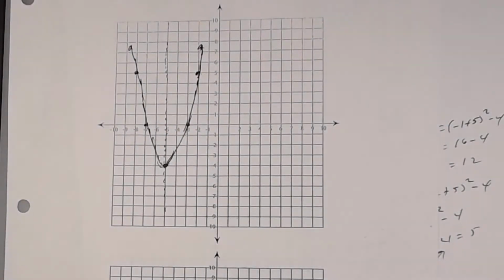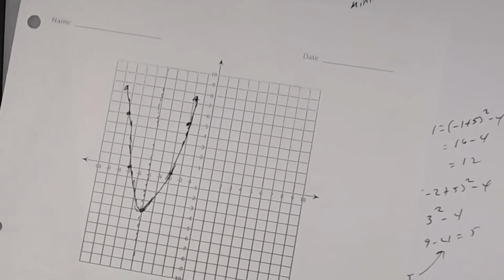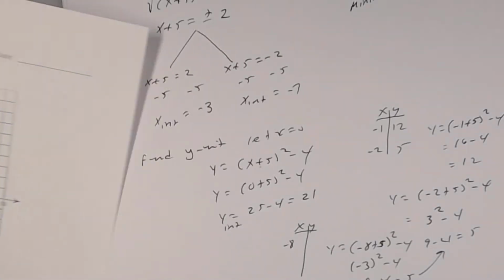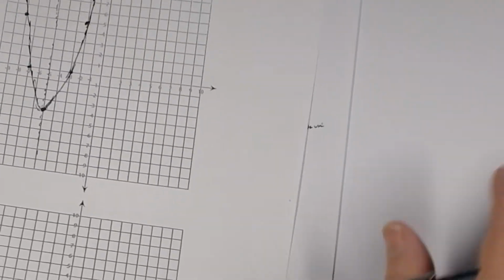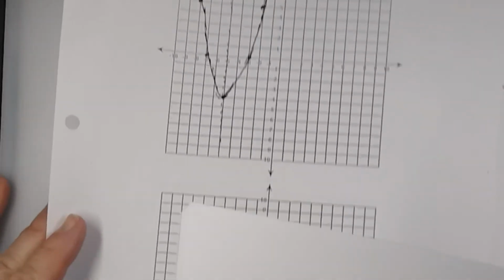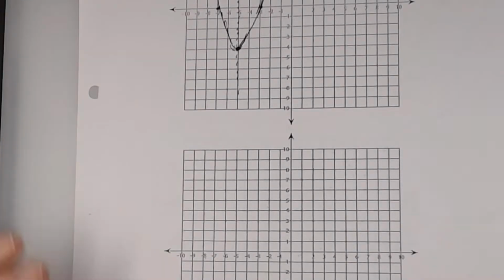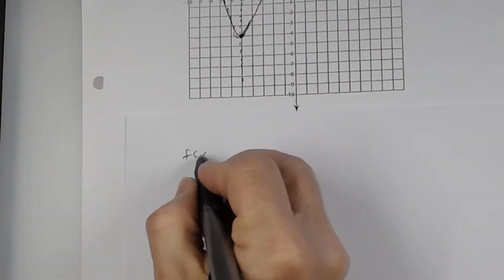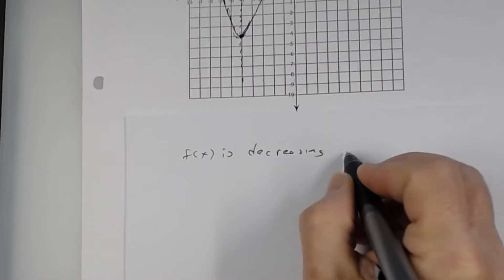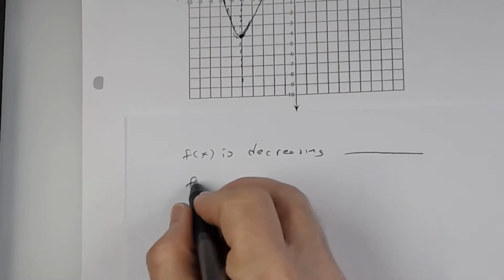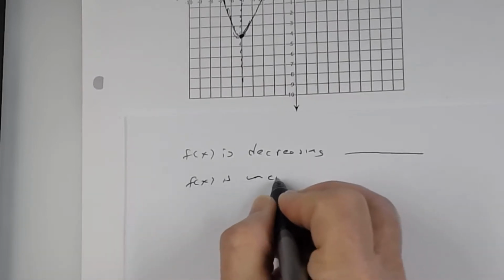Okay? Just make it look symmetrical. All right. Now, also in your test, once you graph it, you can then tell me where the parabola is increasing, decreasing, and so forth. All right. So that same situation, f of x is decreasing, and then f of x is increasing.